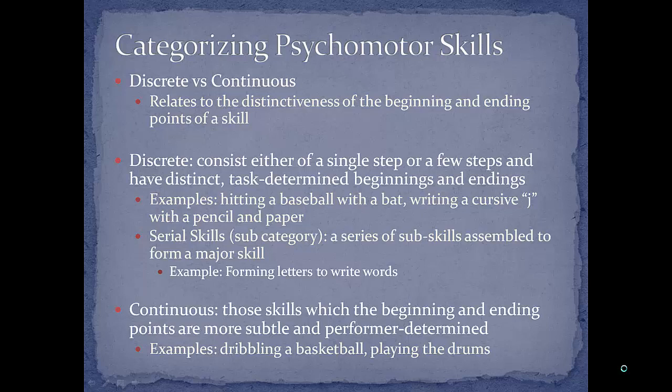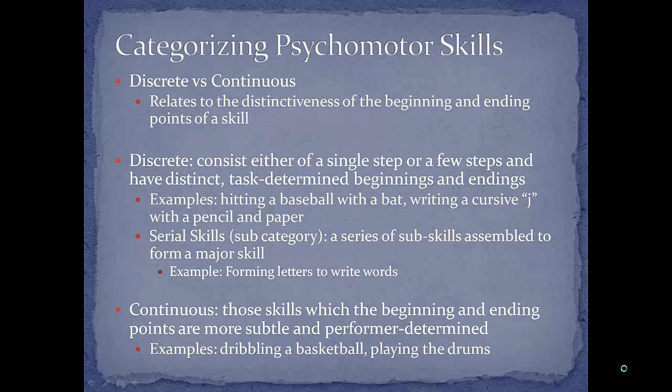We have discrete versus continuous, which relates to the distinctiveness of the beginning and ending points of a skill. Discrete consists of either a single step or a few steps and have tasks determined beginning and endings. Some examples would be hitting a baseball with a bat or writing a cursive letter J with a pencil and paper. These two different types of tasks, beginning and endings, are determined for us. When you swing the bat and hit the ball, that task is ended because you've actually hit the ball with the bat.